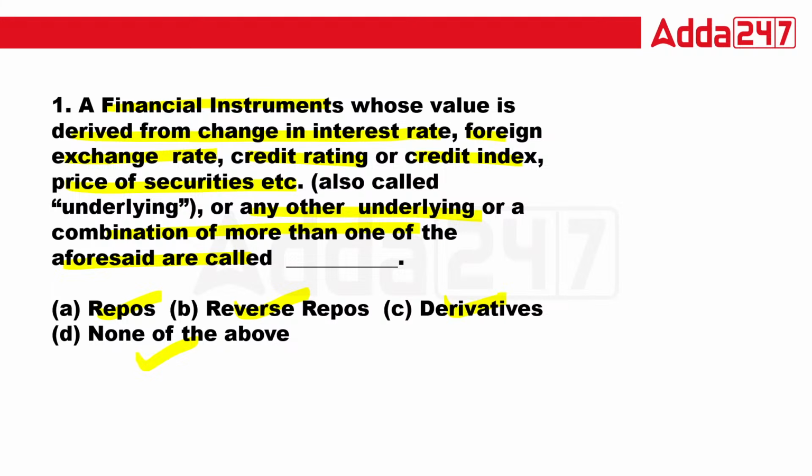So class, for this one, the right answer is derivative. The financial instrument whose value is derived from the change in the interest rate, foreign exchange rate, credit rating or credit index, or any other underlying or the combination of more than one of the aforesaid is called derivative. So for the first one, C is the right answer for this question.